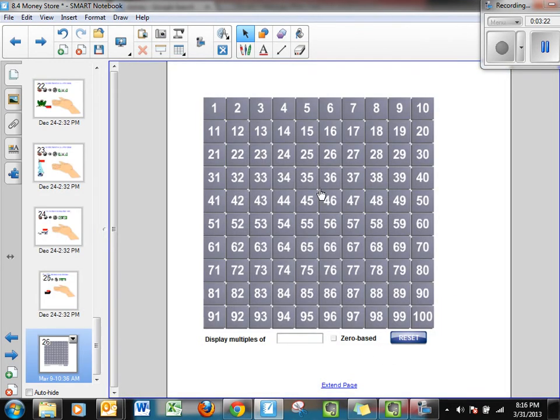So again, the first item costs 6 cents. So 1, 2, 3, 4, 5, 6. The second item costs 2 cents. So if I add 2 more, 1, 2, you can see here that I ended up on 8.